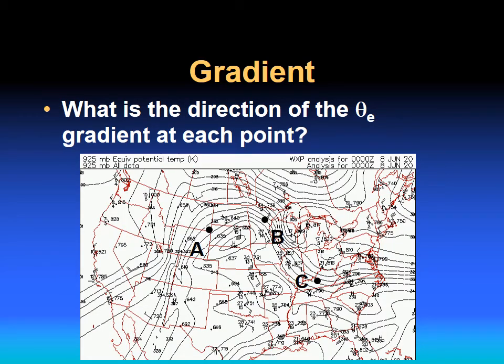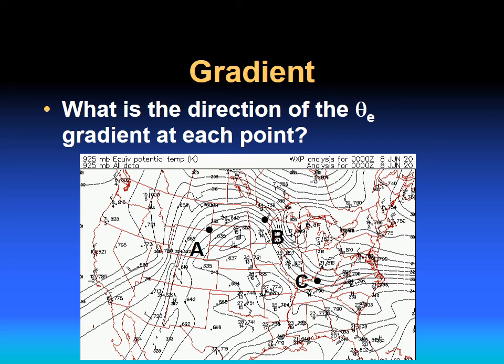Let's try theta E. Now remember, you can do gradients of any scalar value. And we're looking at points A, B, and C, and these are equivalent potential temperature. Remember, equivalent potential temperature is a measure of the temperature and also moisture content in the air. So higher values means that there's higher moisture and temperature together.